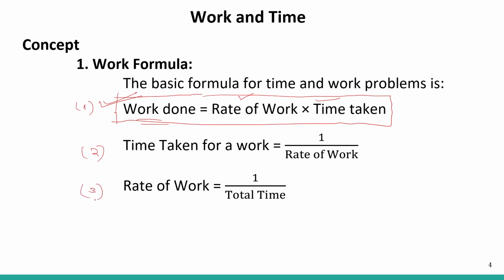What is called rate of work? Rate of work is nothing but 1 by the total time taken to finish that work. So work done is equal to rate of work into time taken, time taken for a work is equal to 1 by rate of work, and rate of work is nothing but 1 by total time. Let's go forward.